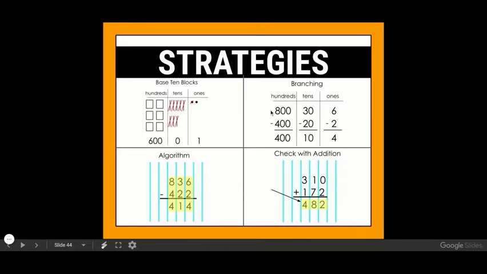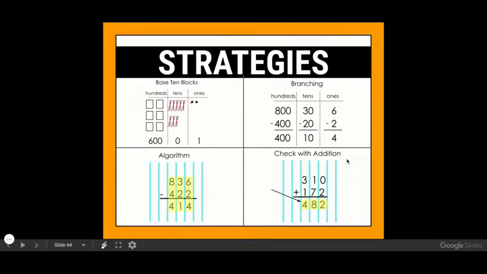For branching, we take our minuend and we write it out in an expanded form. And then we subtract the subtrahend in the ones, and then the tens, and then the hundreds. For algorithm, we line up our minuend and our subtrahend right on top of each other, and then we subtract our ones, our tens, and then our hundreds.